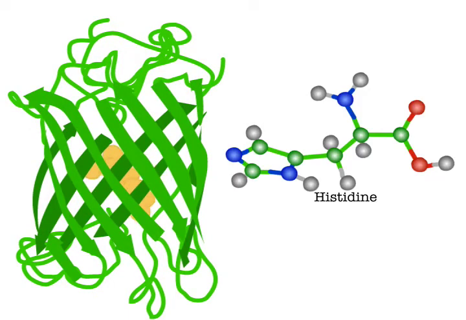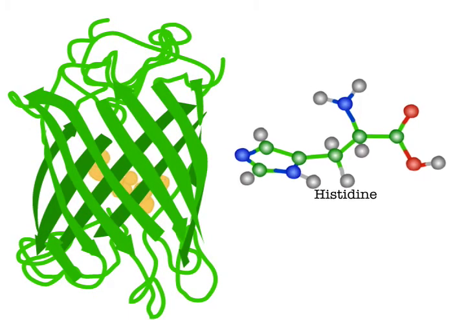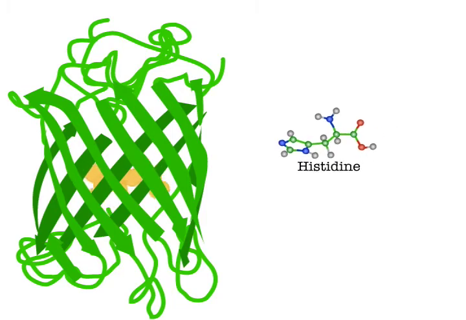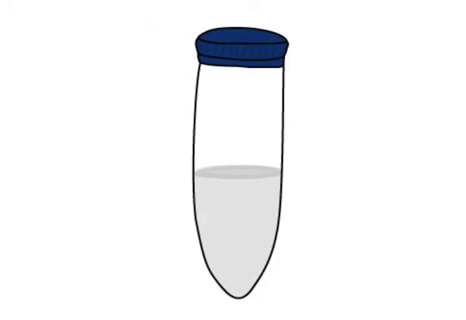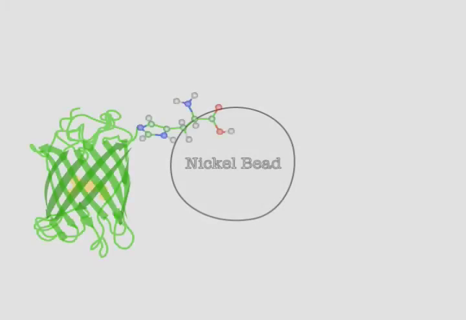Fluorescent proteins contain something called a his tag, which is simply a long chain of histidine amino acids that are attached to the fluorescent proteins. In this case, the his tag is histidine. Nickel beads are used in this lab, and nickel beads play an important role in the process, which is that the histidine will attach to the nickel beads because nickel beads are positively charged and histidine is negatively charged.